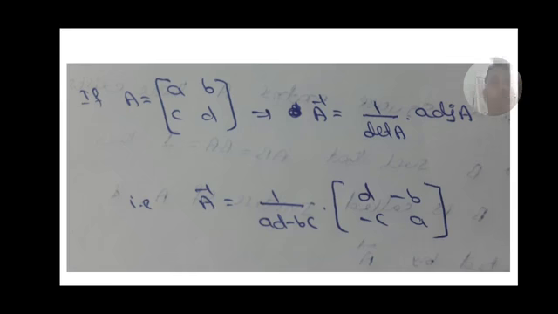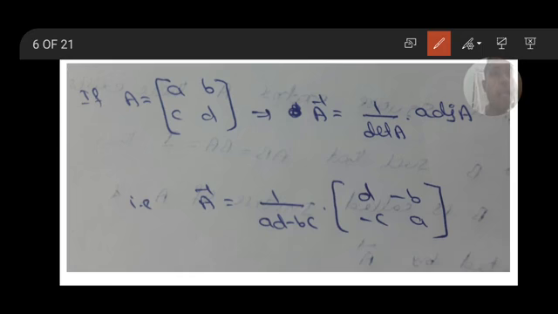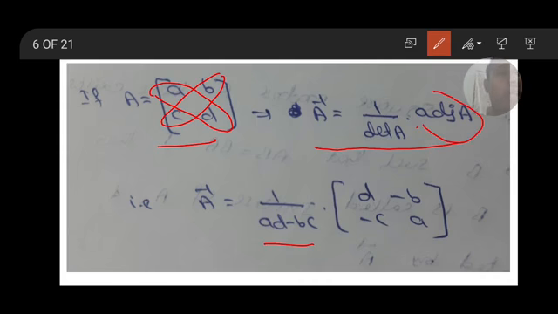Okay, next. If capital A equal to the 2 by 2 matrix A, B, C, D, then for any square matrix, A inverse equal to 1 by det A into adjoint A. What is the det A of a 2 by 2 matrix? AD minus BC. So 1 by AD minus BC. And what is the adjoint of A? The adjoint of A is D, minus B, minus C, A. We have to multiply 1 by AD minus BC into D, minus B, minus C, A. That is the adjoint of A. After multiplication, it is A inverse.